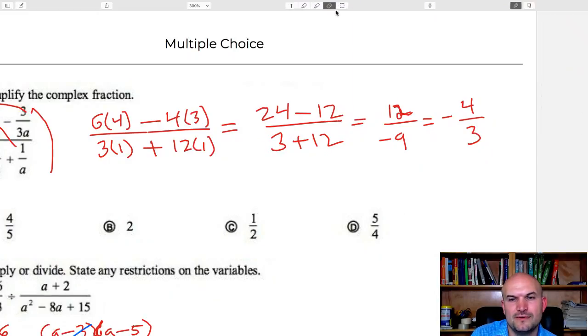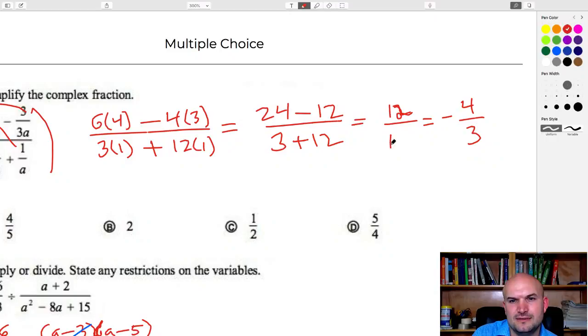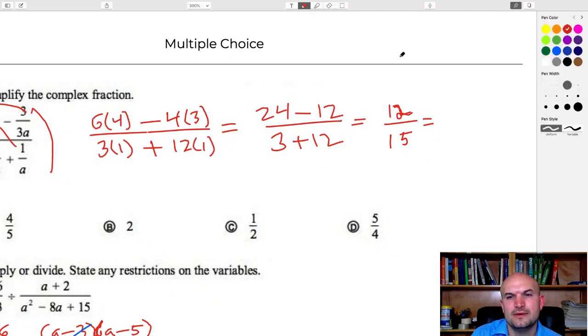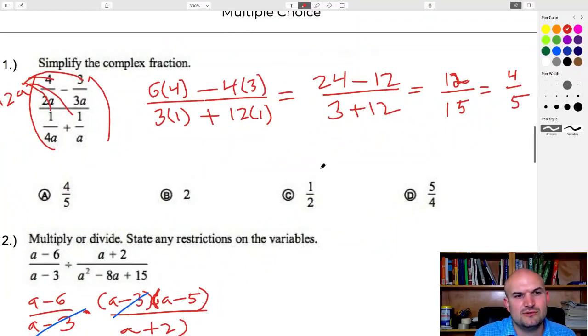So therefore, this is 12 over 15, which now I can still divide by 3. But when I divide by 3, I'm going to have 4/5, which is answer A.